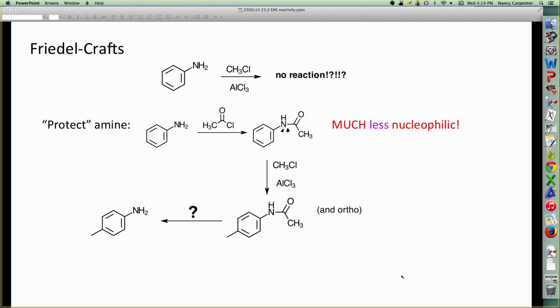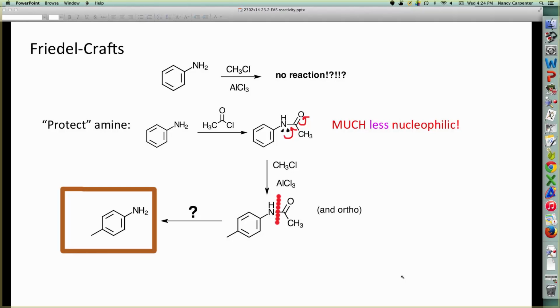and that makes this lone pair a heck of a lot less likely to donate into the ring because it's too dang busy donating into the carbonyl. So by making that a less nucleophilic aromatic ring, or basically by tying up the lone pair of the nitrogen in the carbonyl, voila, I can go ahead and carry out my Friedel-Crafts, and if this is the end product I want, well, all I have to do then is cleave my amide.